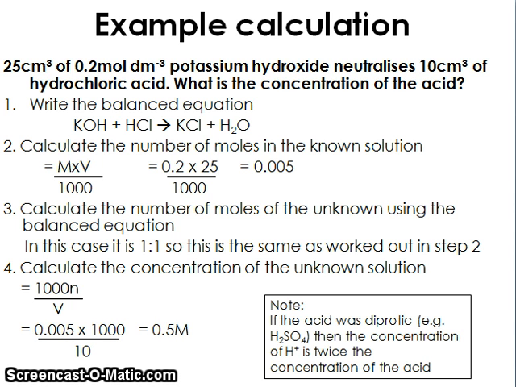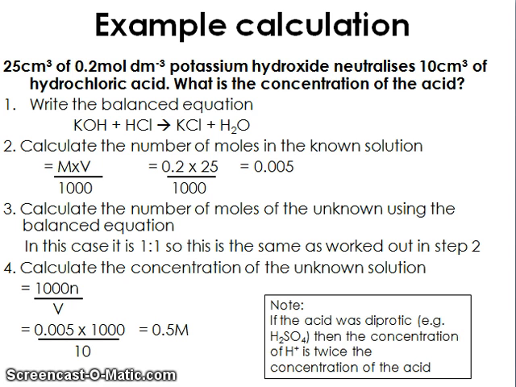So step 2, if you remember, was to calculate the number of moles in the known solution using the equation shown. So you're just simply substituting your numbers in, because in the question it tells us the concentration of the known solution. So the known concentration solution here is your potassium hydroxide. So we know from the question that it's 0.2 moles per decimeter cubed, and we know that we've used 25 centimeters cubed. So the expression for the number of moles becomes 0.2 times 25 divided by 1,000. And if you put that into your calculator, then it's 0.005. So that's how many moles of potassium hydroxide we've got.